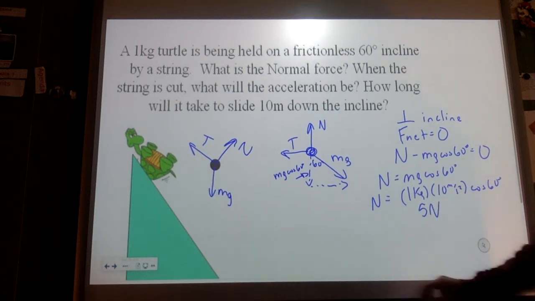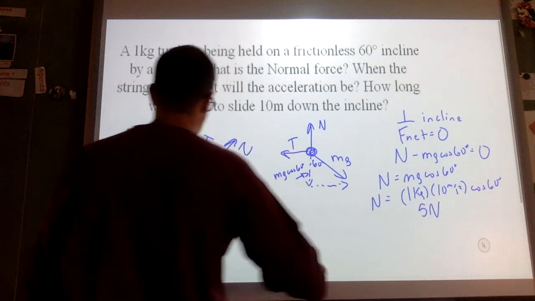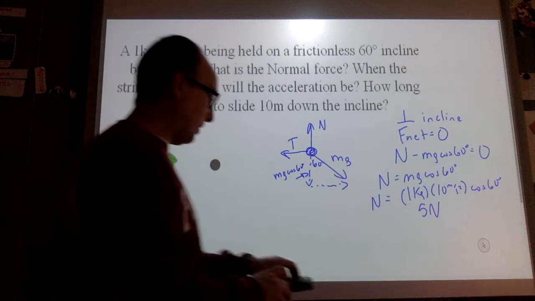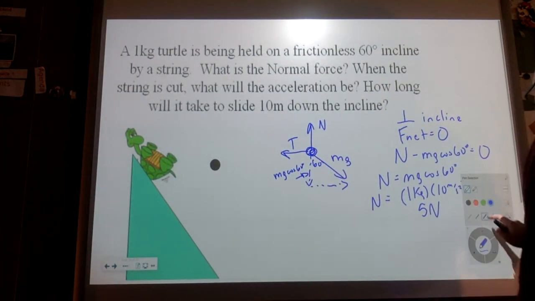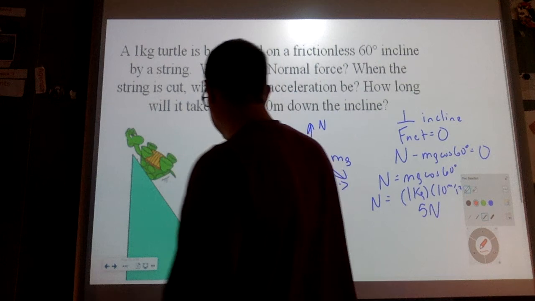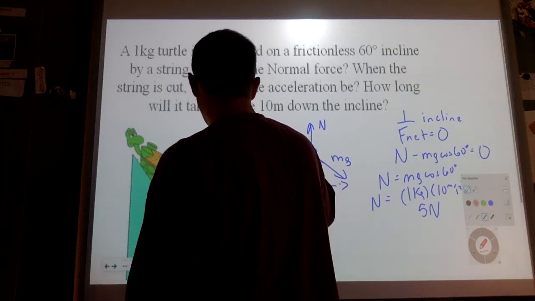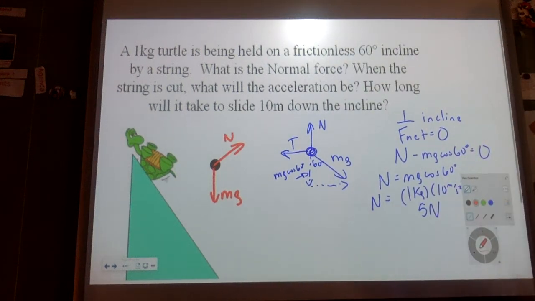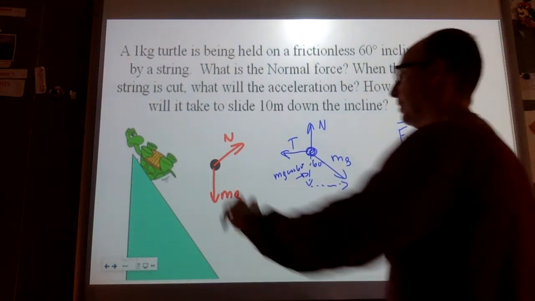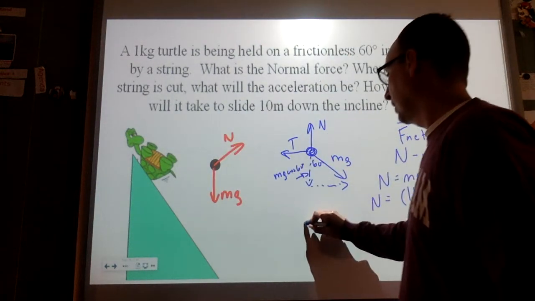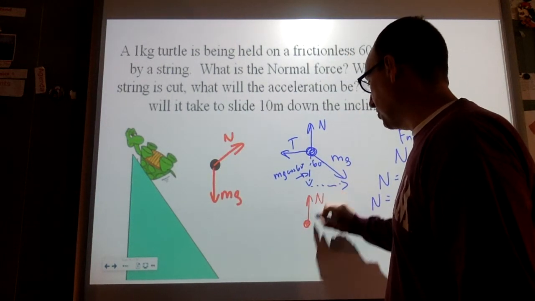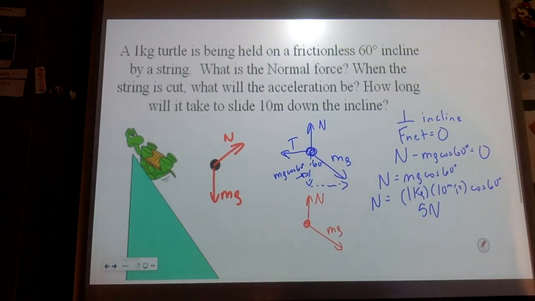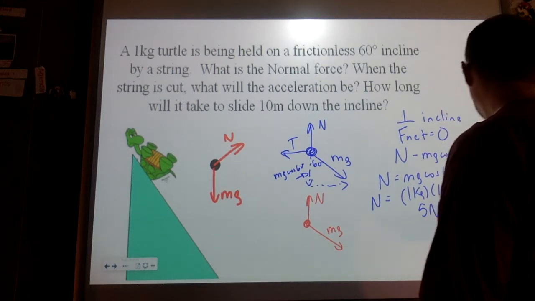Part 2. We are cutting the string and letting this turtle go. All right, my free body diagram is going to change. Now I just have mg down and normal perpendicular. I'd like to know what his acceleration would be. I'm going to pick up this and spin it. It's going to look similar to the one I just drew, but it's going to lack the tension. And now I'm going to find the components of the weight.